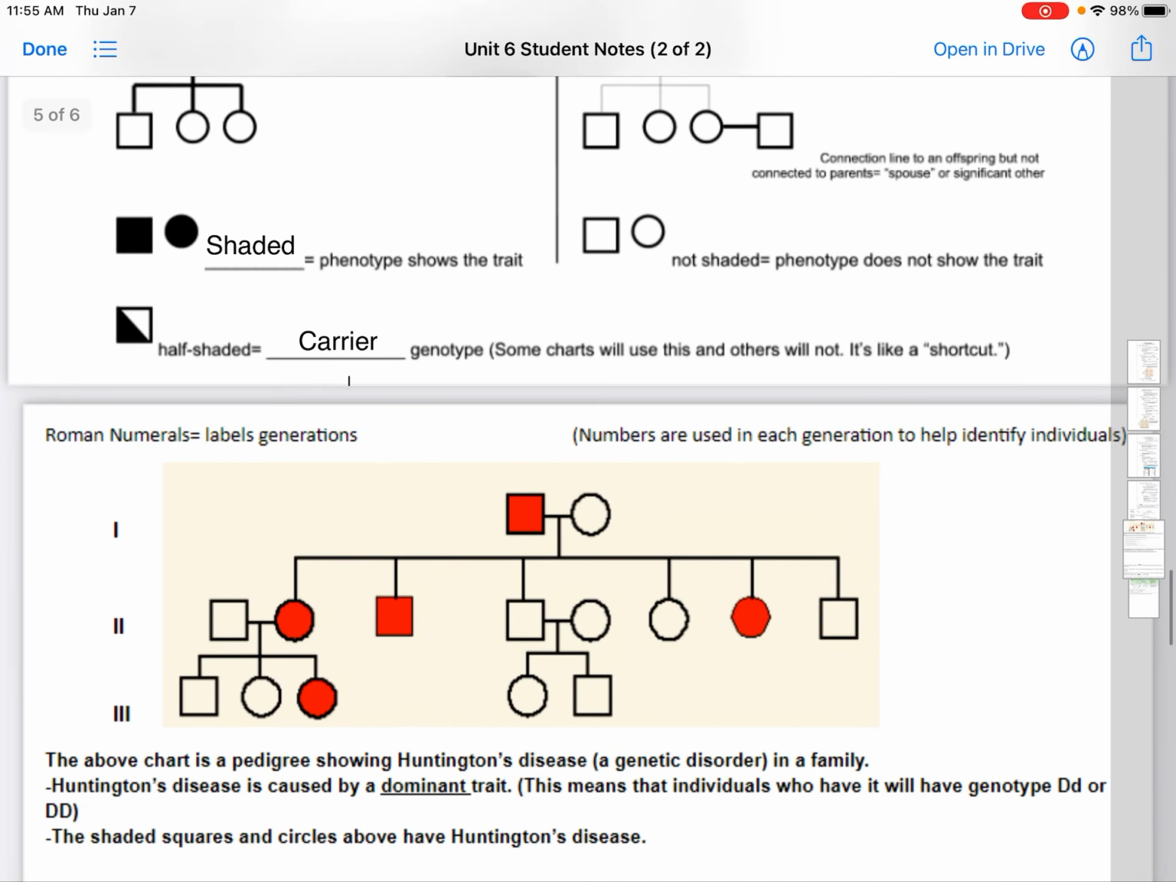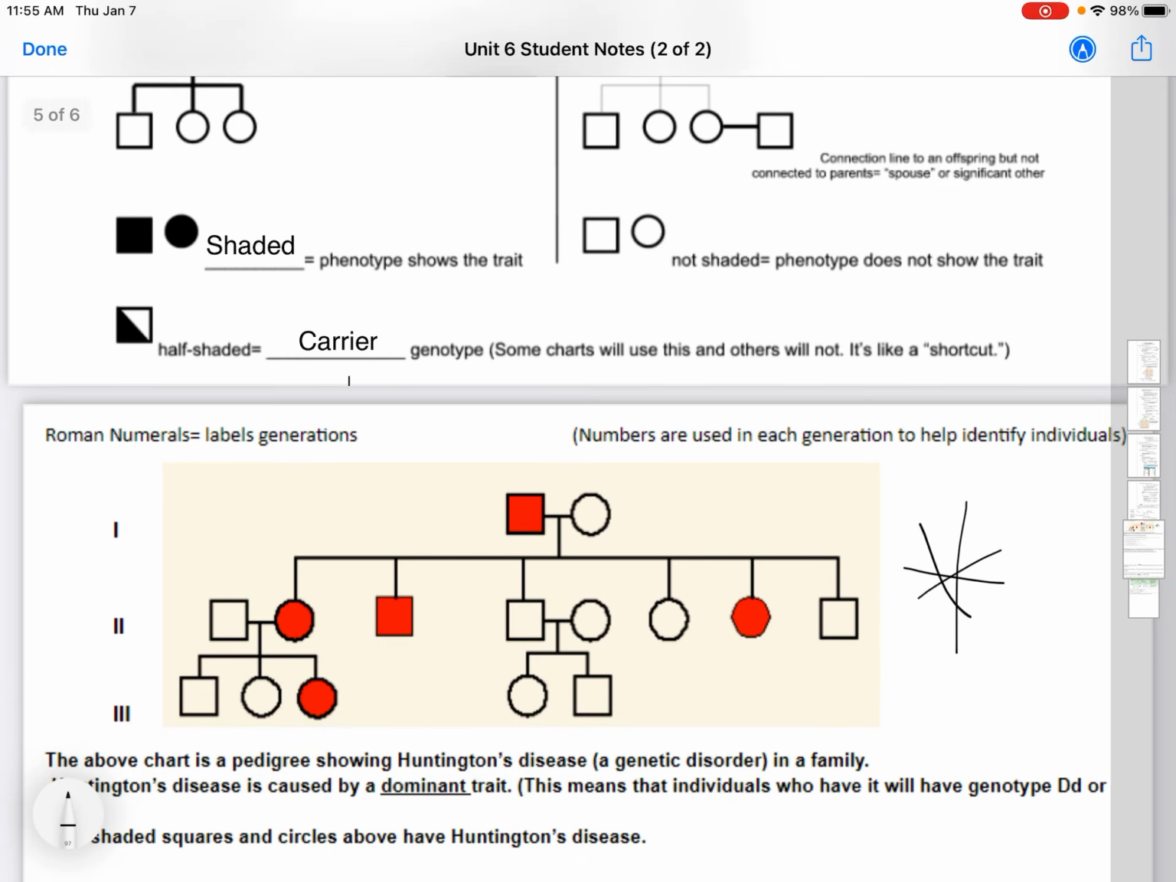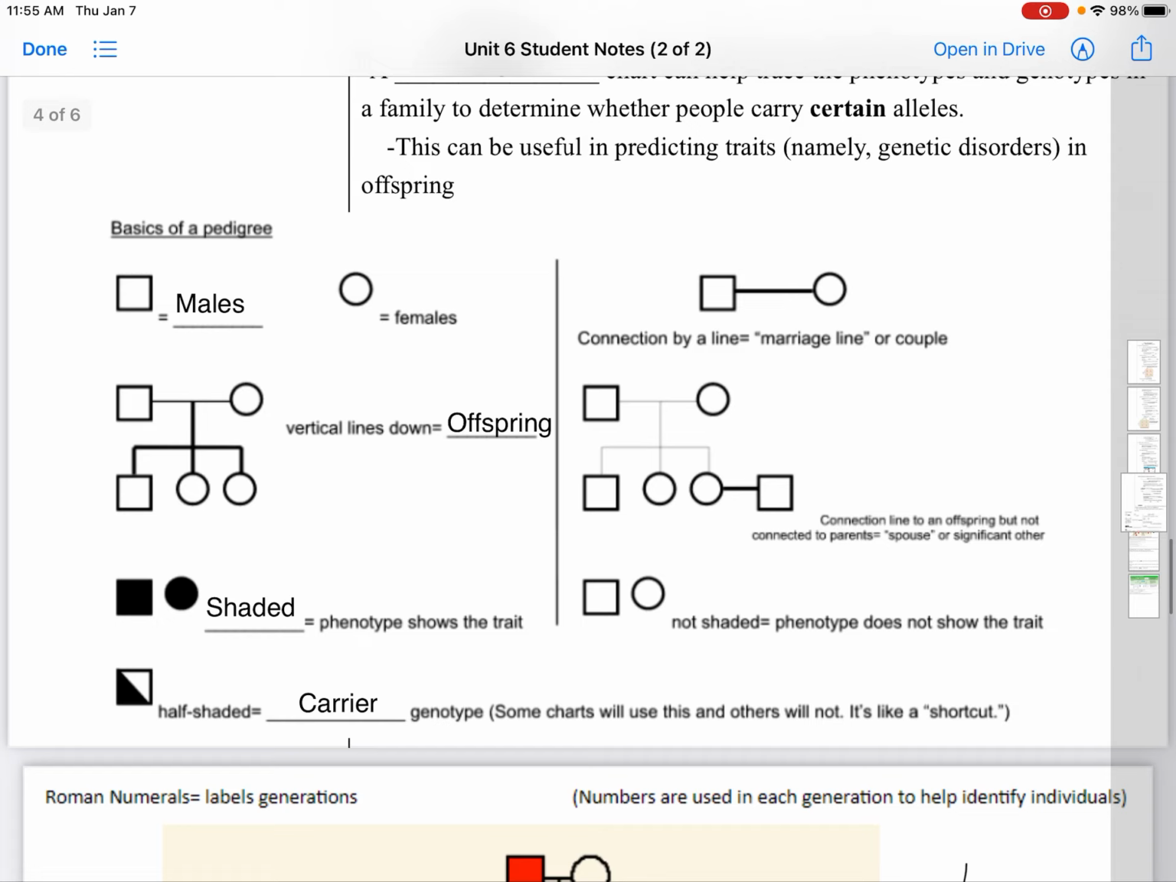All right, this is an example down here of a pedigree, and how it would look. Without knowing anything about it, it just looks like a conglomeration of squares and circles, right? Don't really understand some things. So let's look at the basics of a pedigree, and you can see some blanks here filled in for you that you may not have prior to it.